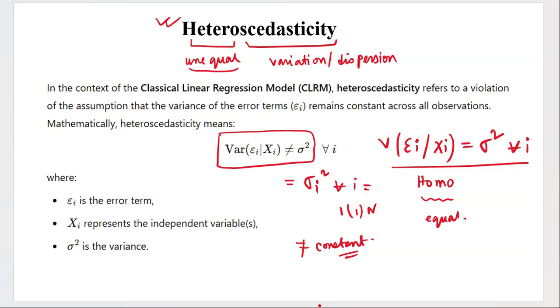So mathematically, this is the explanation of heteroscedasticity. Now look at this definition in the context of CLRM. Heteroscedasticity refers to violation of the assumption that the variance of the error terms will remain constant across observations. I hope this is now clear. Mathematically, this is heteroscedasticity. Given the non-stochastic xi values, the error variance will not be constant. It will vary with the value of xi. Where these are the usual things: epsilon i is the error term, xi is the independent variable and sigma square represents the variance, right? So up till this much, I hope this is clear.